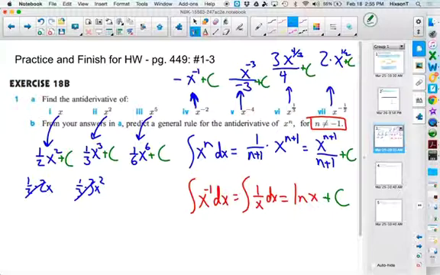Because there's more than just one function that has a derivative equal to x. I could have 1/2 x squared, and that gives me a derivative equal to x. Or I could have 1/2 x squared minus 5. That also has a derivative equal to x. I could add any constant to this, and it'll still have a derivative equal to x. So that's how we show all the possibilities. We put that plus c there.